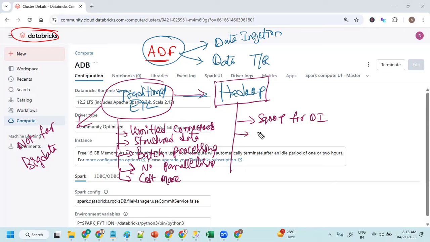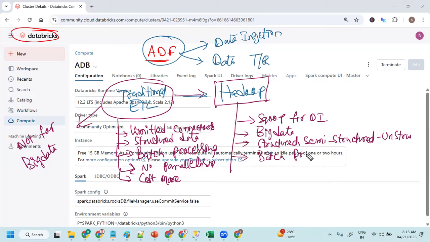And it supports big data, and it handles all varieties of data like structured, semi-structured, and unstructured. This is also going to support only batch processing. If you need streaming, then you need to go for other components.